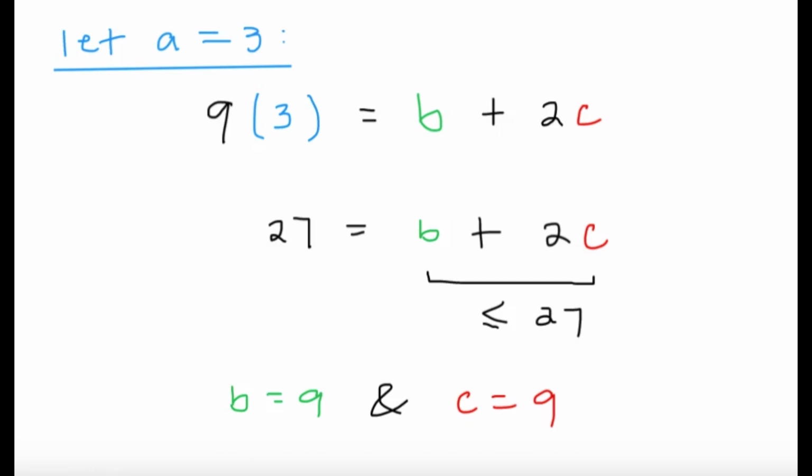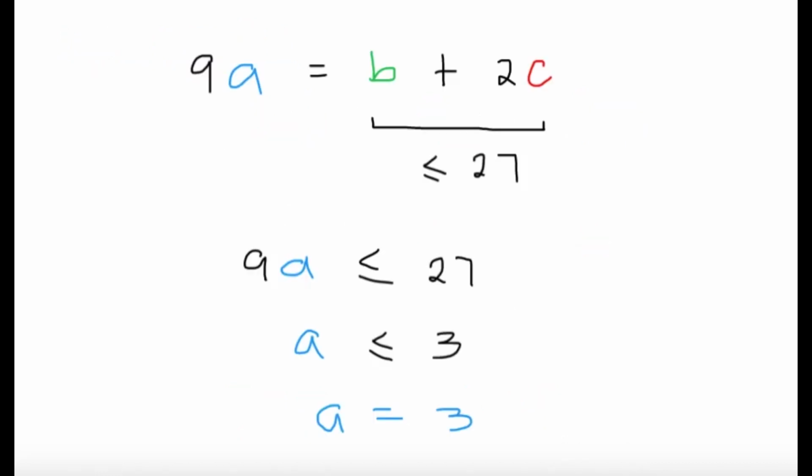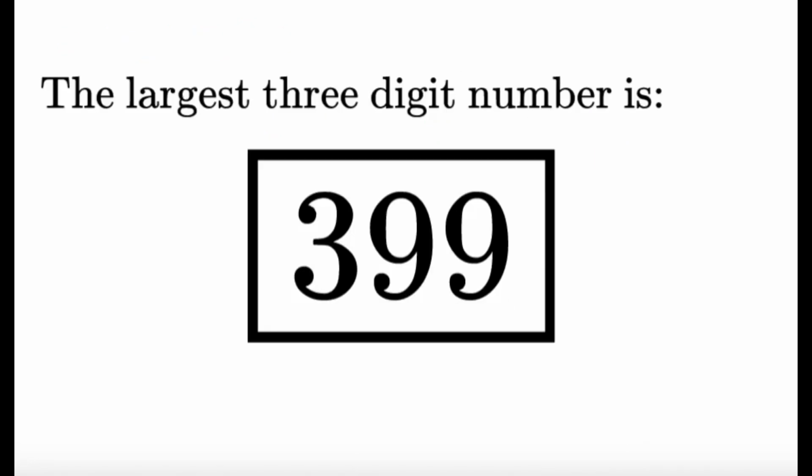All right, if A equals 3, I'm going to directly substitute. So 9 times 3 equals B plus 2C. 9 times 3 is 27, so 27 equals B plus 2C. But we already mentioned that B plus 2C is less than or equal to 27, and the maximum happens when B and C are both equal to 9. Since the maximum is 27, it must be the case that B equals 9 and C equals 9. You can easily check that substituting B equals 9 and C equals 9 back into the equation, it is indeed true for A equals 3, B equals 9, and C equals 9. Since A can only be at most 3 from the previous part, we can conclude that the largest three-digit number is 399, and this will be our final answer.